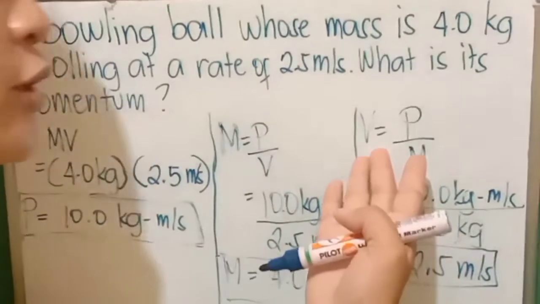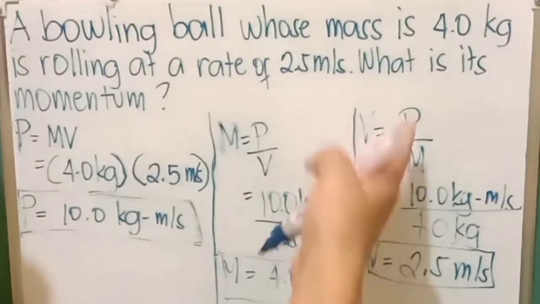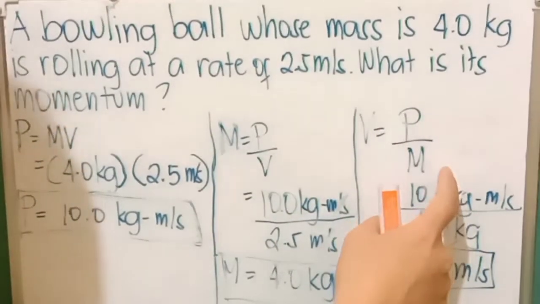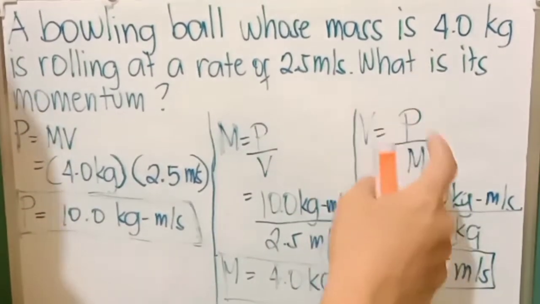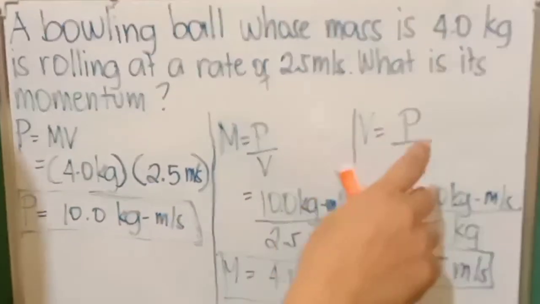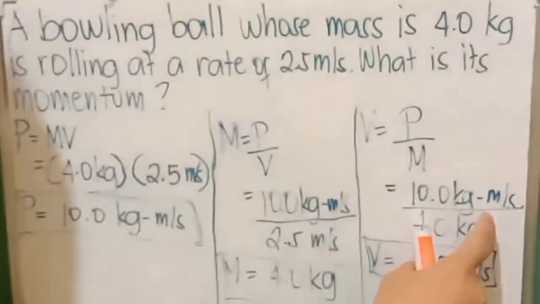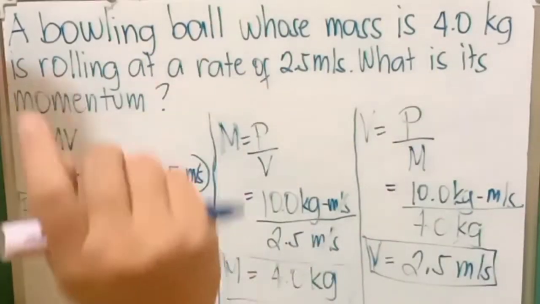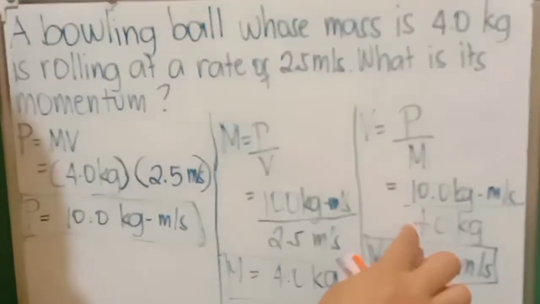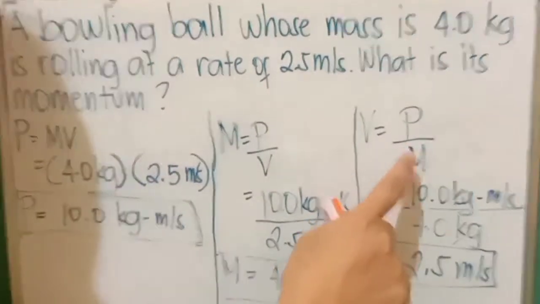Now let's proceed to velocity. So the formula for velocity is equal to momentum over mass, or momentum divided by mass. So the value of our momentum is 10 kilogram-meters per second divided by 4.0 kilograms, the value of our mass.